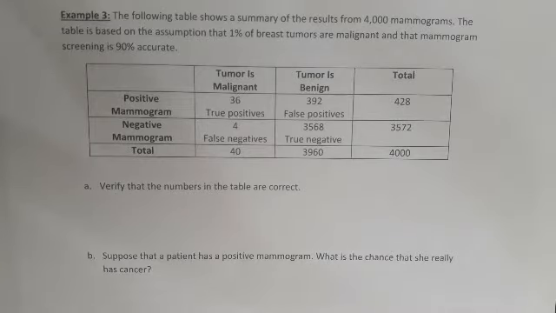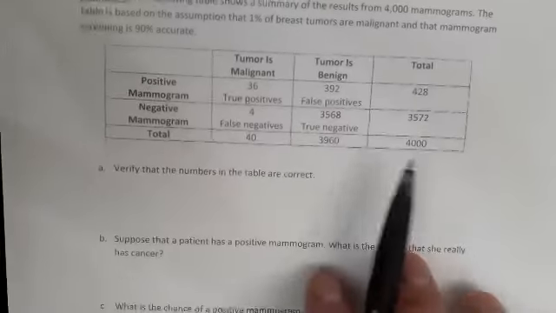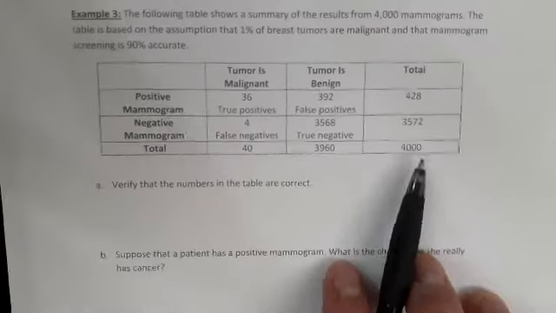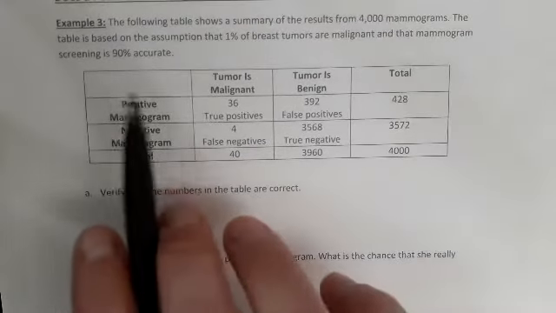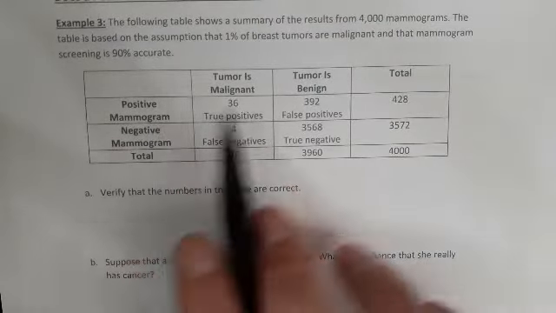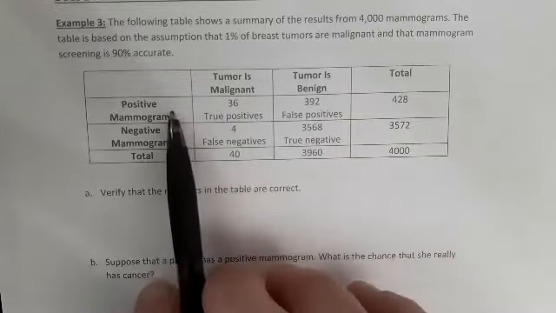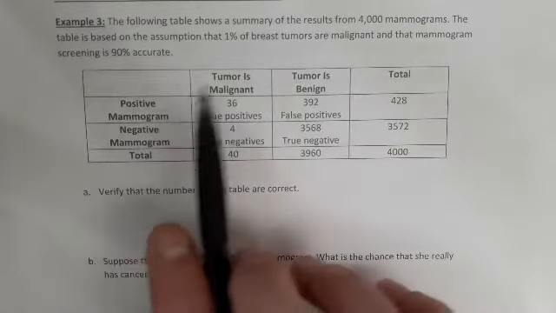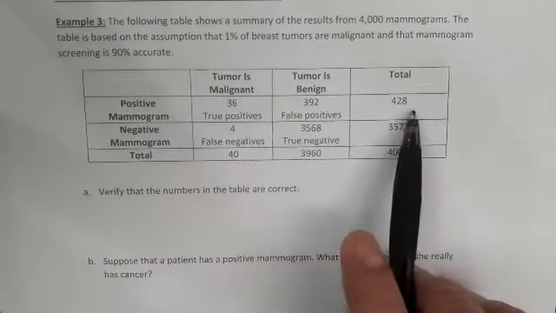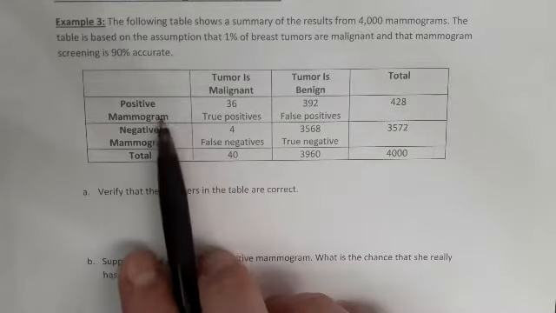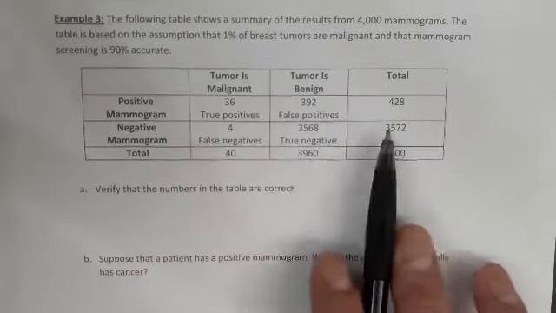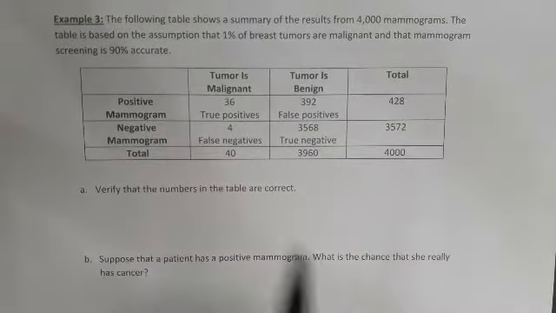But let's start on a mammogram. So I think we crunch some numbers and then I'll tell you what's going on. The following table shows a summary of the results of 4,000 mammograms. So this is the total here, and we have a test over here, and then this is sort of like the reality. So a positive mammogram: there are 428 total positive mammograms, and there are 3,572 total negative mammograms.